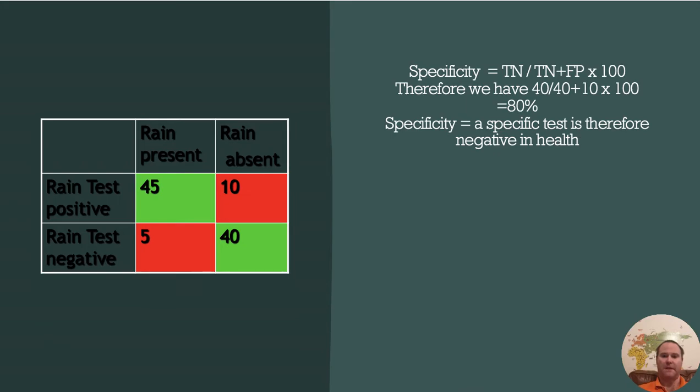Specificity, on the other hand, is the true negatives divided by the true negatives plus the false positives. The false positives being those times when the rain test was positive, but in fact it didn't rain. In this case, 40 divided by 40 plus 10, times 100, and we get a percentage of 80%.